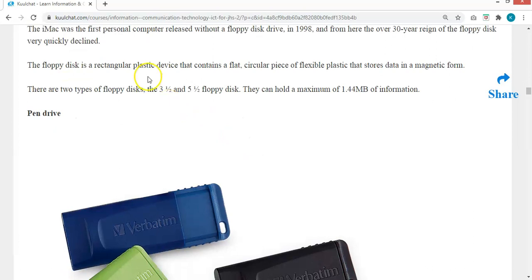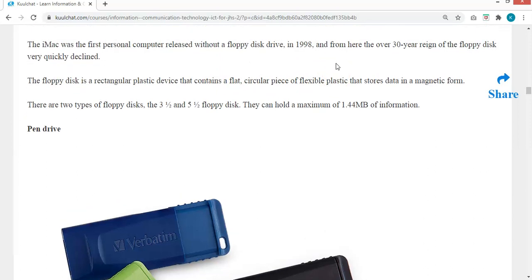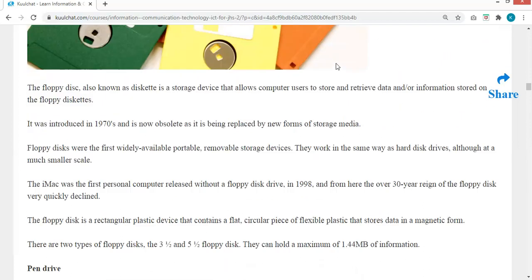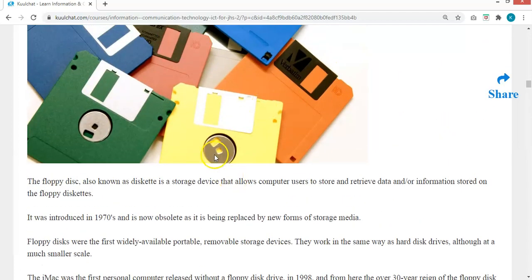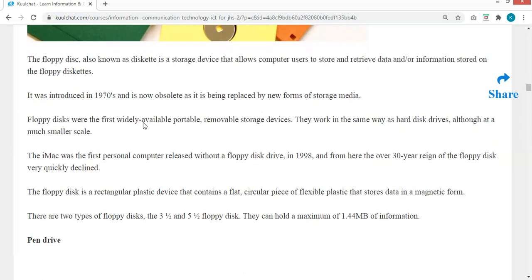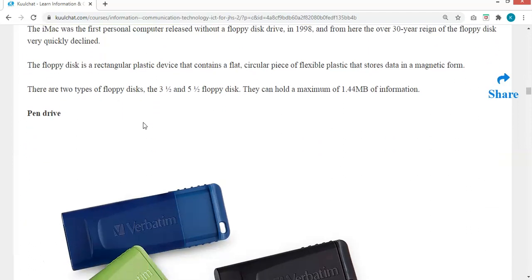So the floppy disk is a rectangular plastic device that contains a flat circular piece of flexible plastic that stores data in a magnetic form. As you can see, the circular piece is where the data is being stored. Like we have the hard disk where we store data, this part also is where the data is being stored, the circular part. It can hold a maximum of 1.4 megabytes of information. So the information it holds is very, very small.